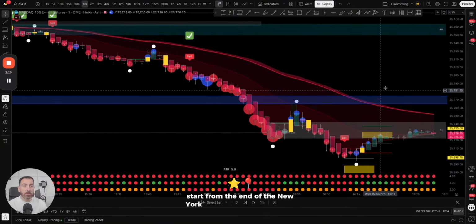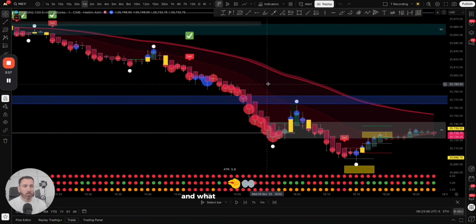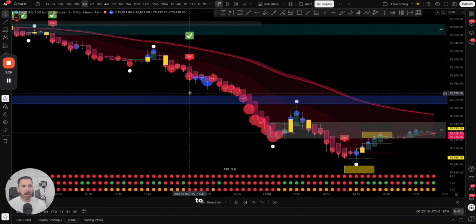So I've marked on the trades already. Starting from the end of the New York session around 4 o'clock here, we're looking for a trend in the traffic lights to give us that indication that there's going to be a signal or a golden candle that's going to align. So the first one we come across here is our 3 trend traffic lights.